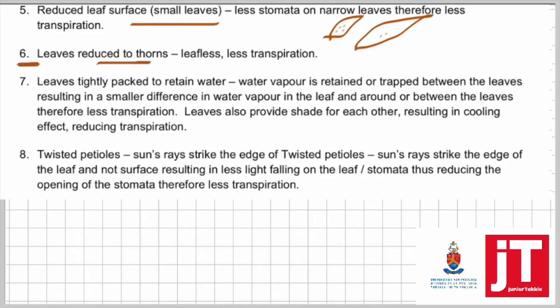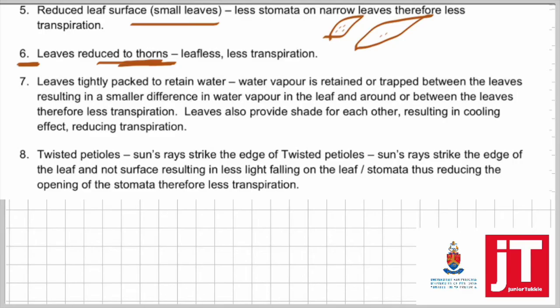Xerophytes usually have leaves that are reduced to thorns, meaning instead of having a leaf, the leaf will have stomata and that plant will lose too much water. So the leaves are reduced to thorns, and by having thorns, that means there'll be less transpiration and the leaf will not lose so much water.